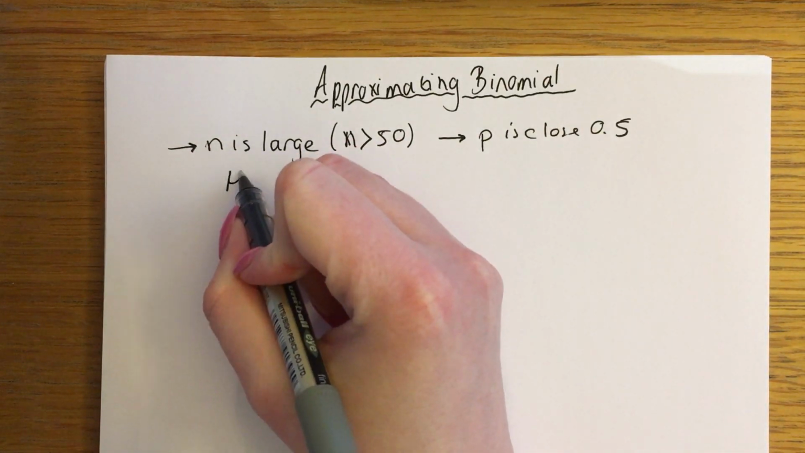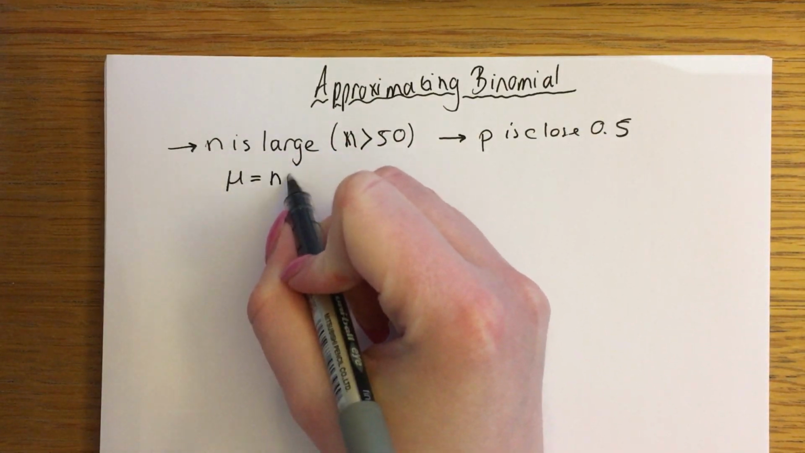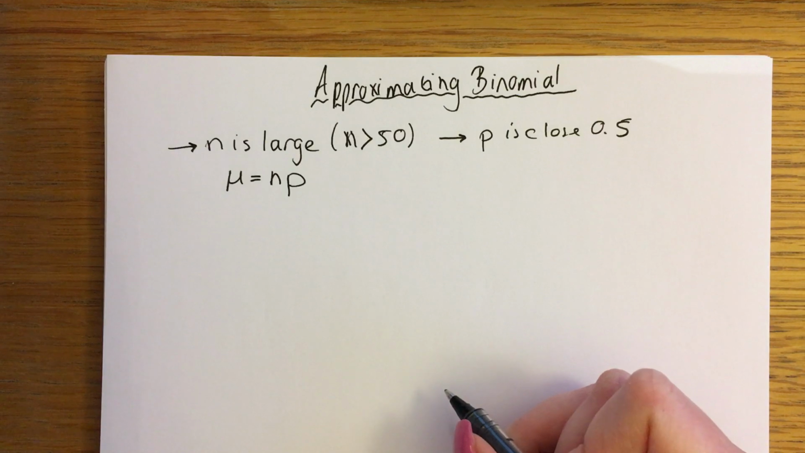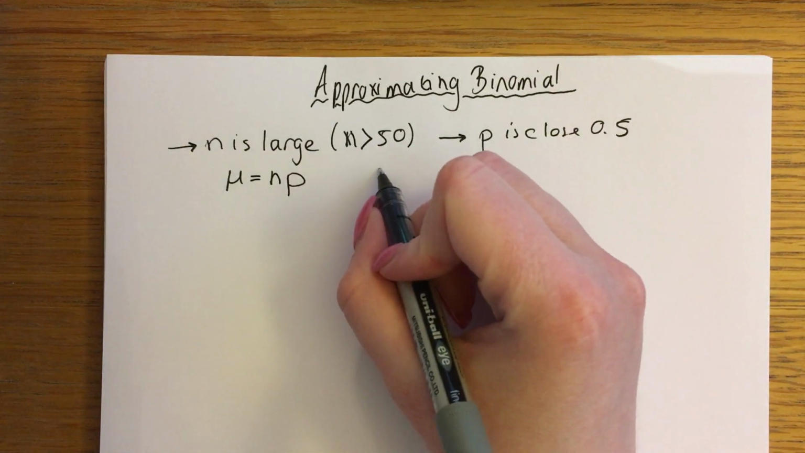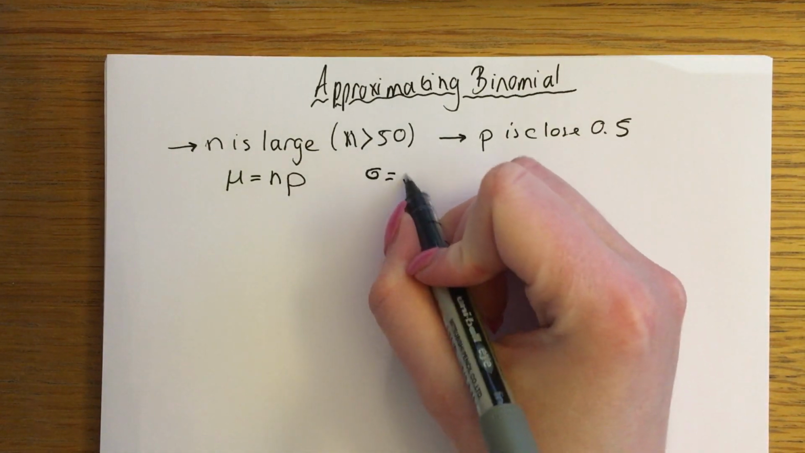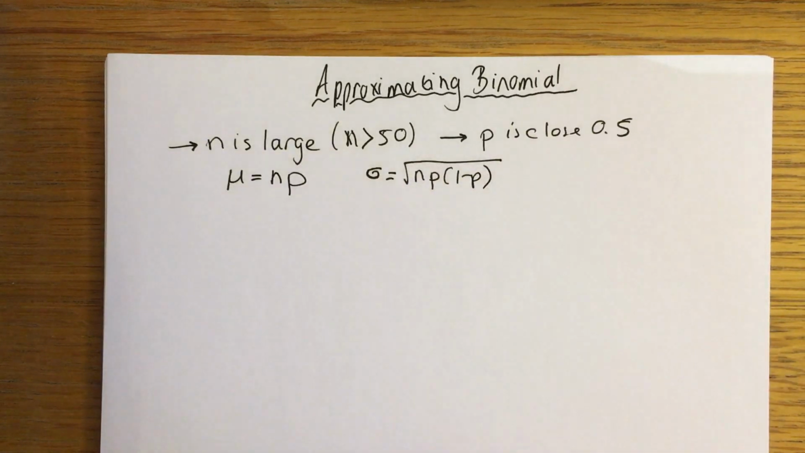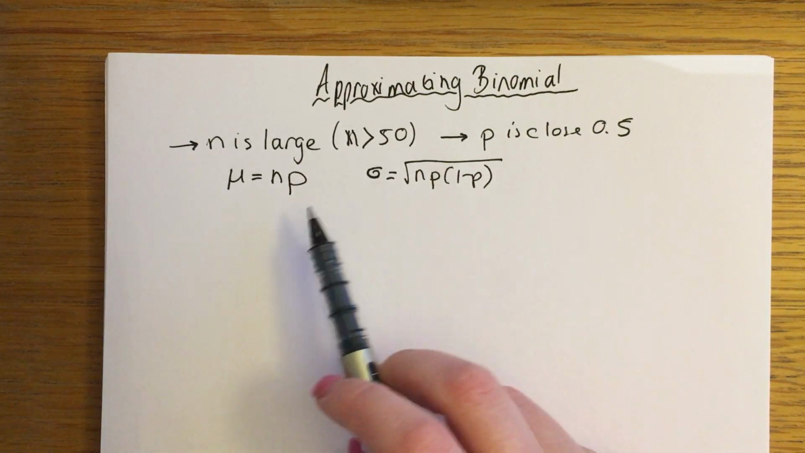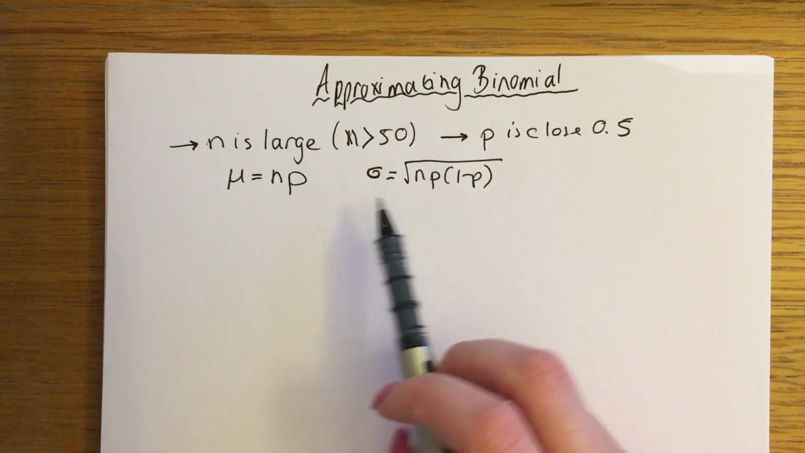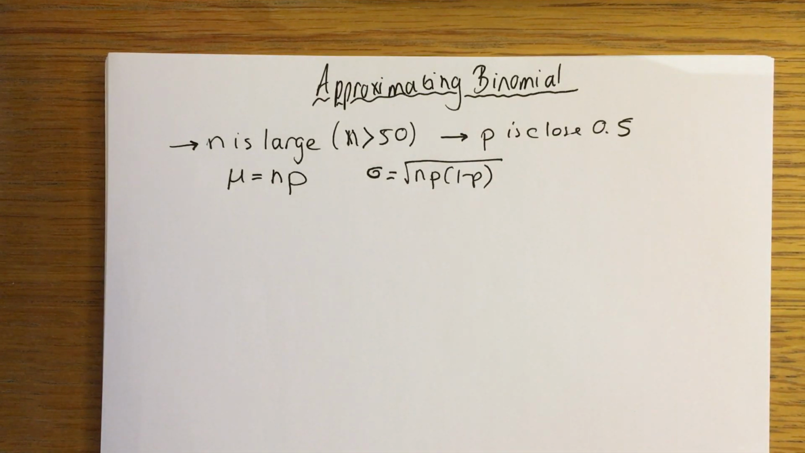When this is the case, mu is equal to np, and sigma is equal to the root of np multiplied by 1 minus p. So these are the conditions for which these must be true. So we'll do an example together for this to be the case.